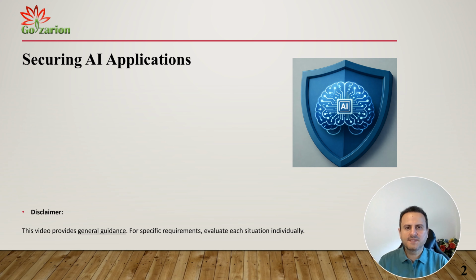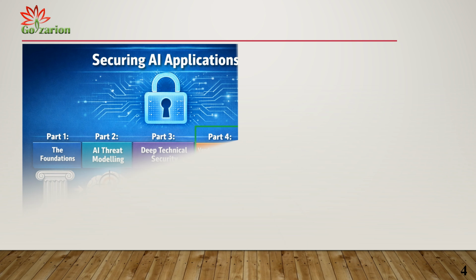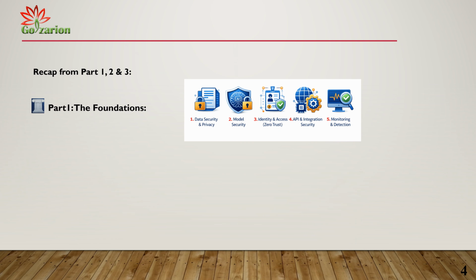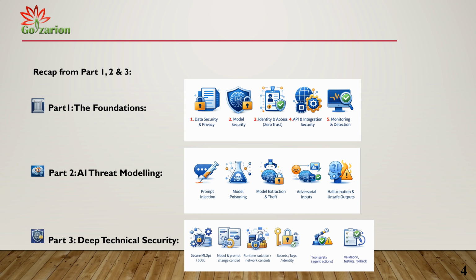This is part 4, Securing AI Applications for Cybersecurity Architects. In part 4, I focus on vendor dependency, exit strategy, and data destruction. In part 1, I covered the foundations, the basic repeatable checklist for assessing any AI-driven application. Part 2 was AI threat modeling, where AI-specific threats begin. Part 3 was deep technical security, the controls under the hood that actually enforce security.